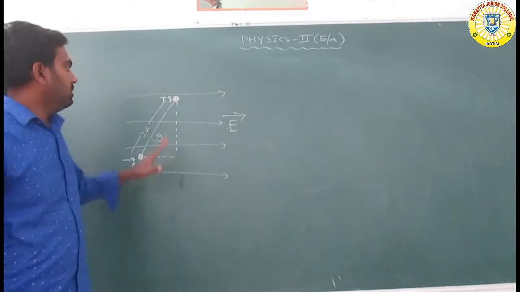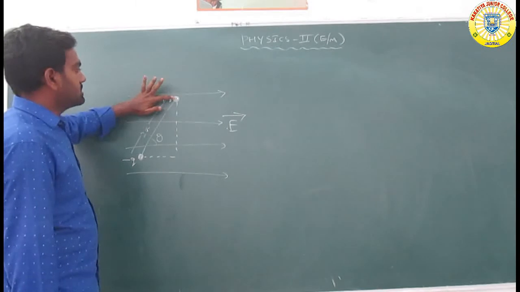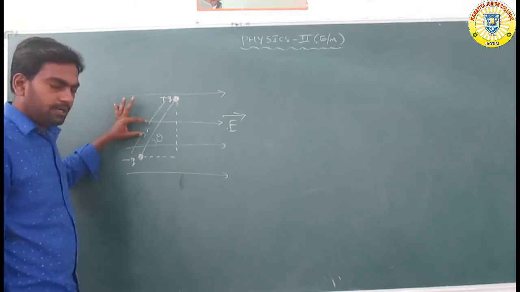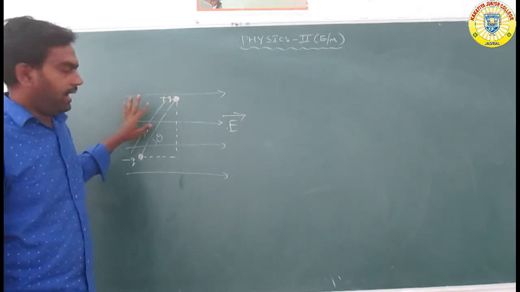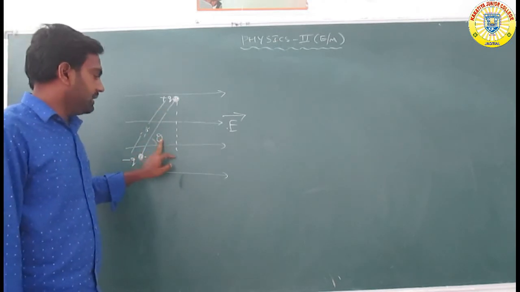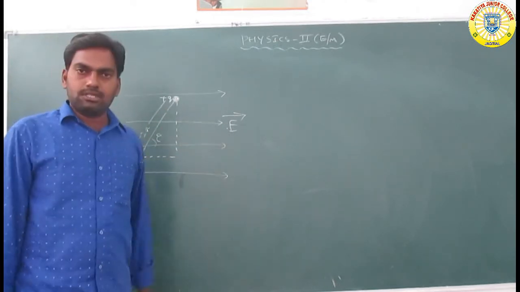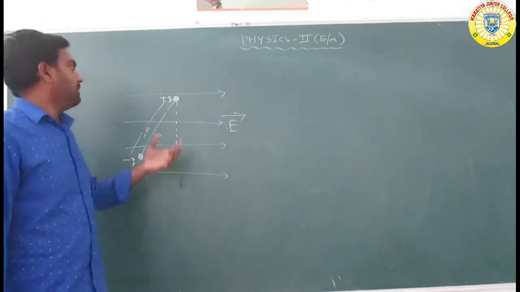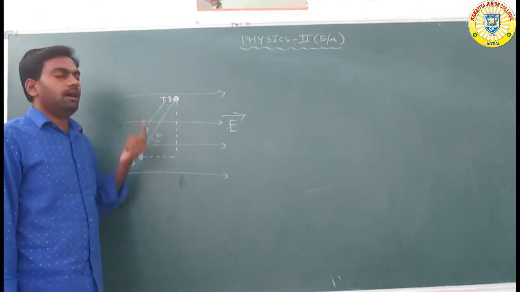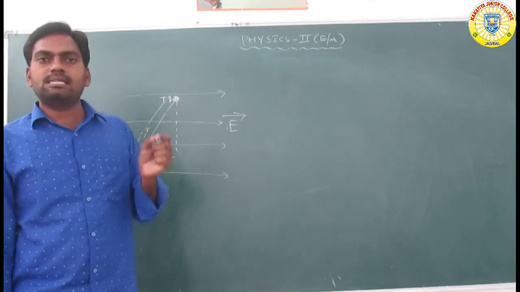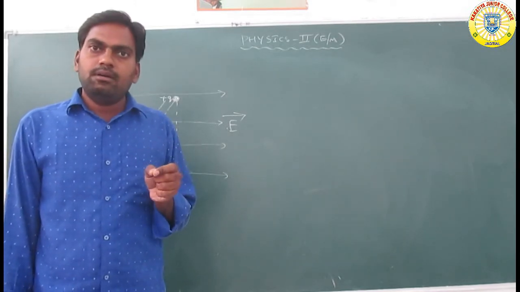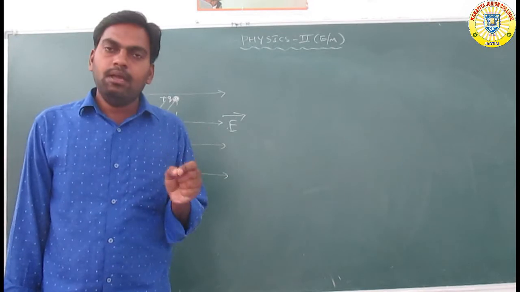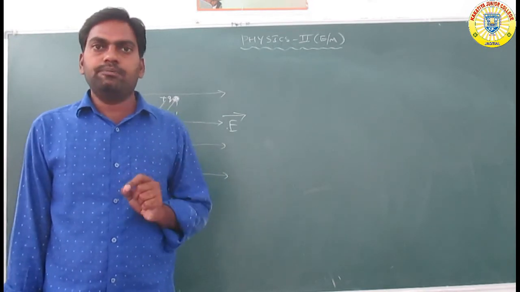Now, the dipole consists of two charges separated by a small distance 2a and is placed making an angle theta with the field direction. Here the force is acting on the plus q charge, and similarly the force is acting on the minus q charge also.